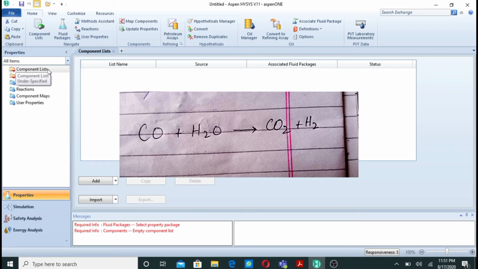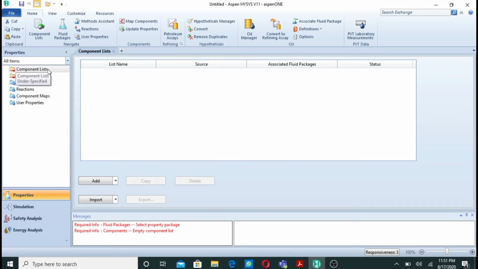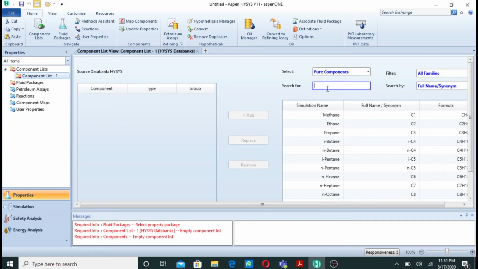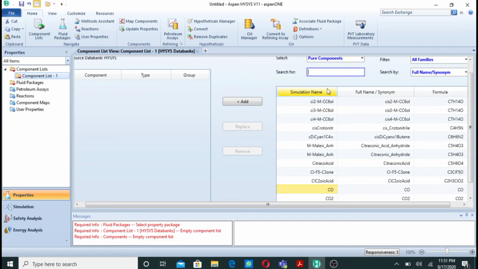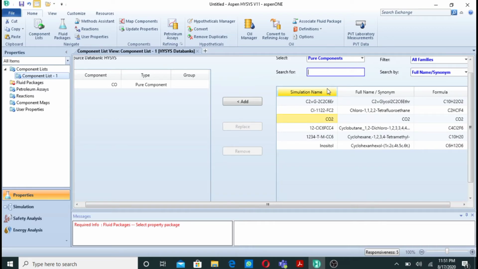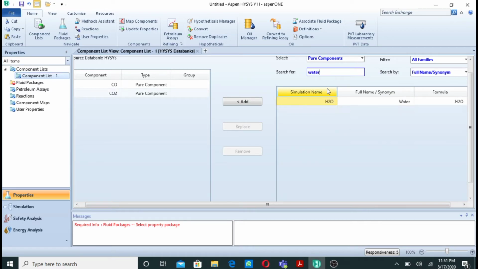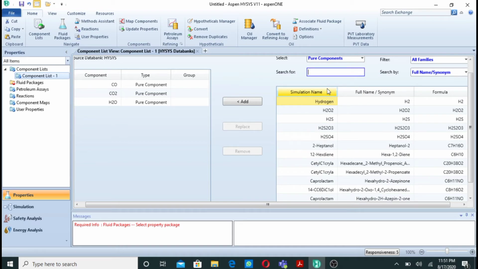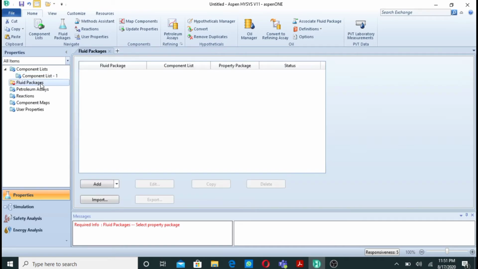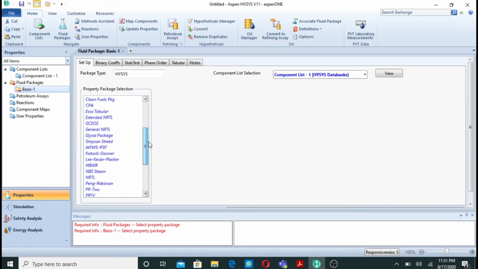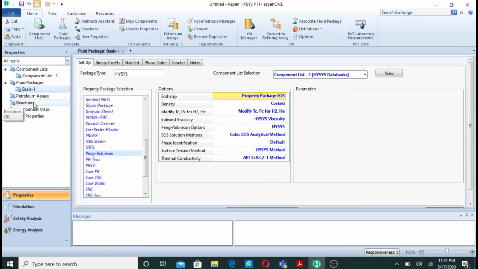So let's start. On the screen now you will see the reaction. So now we will get started. First of all, in the components list, we will add the components that are carbon monoxide and carbon dioxide and water and hydrogen. So that's all for our components list. For the fluid package, these are gases. Peng Robinson is a very good fluid package for gases, so I will select Peng Robinson, and after this I will go to the reaction.